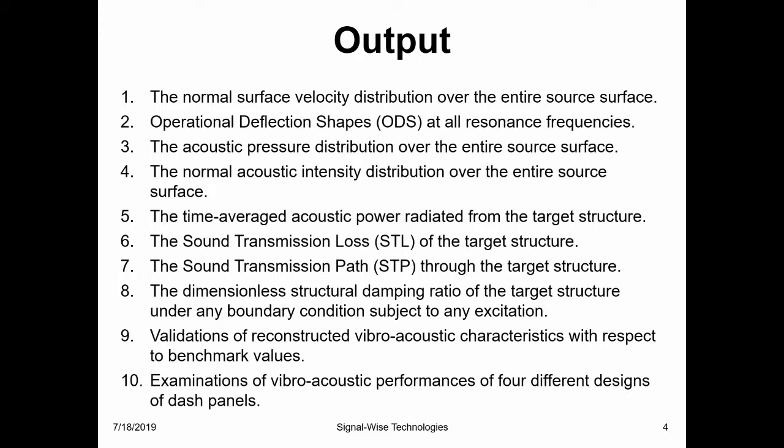The output includes all vibroacoustic information for a vibrating structure, for example, the normal surface velocity distribution over the entire surface, operational deflection shapes at all resonance frequencies, the acoustic pressure, and the normal acoustic intensity distributions over the entire surface, the time averaged acoustic power, sound transmission loss, sound transmission paths, dimensionless structure damping ratio, etc.